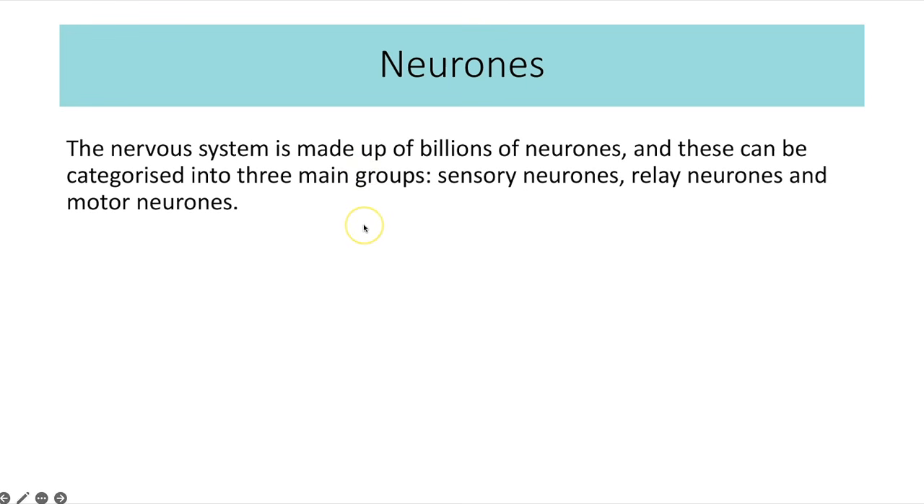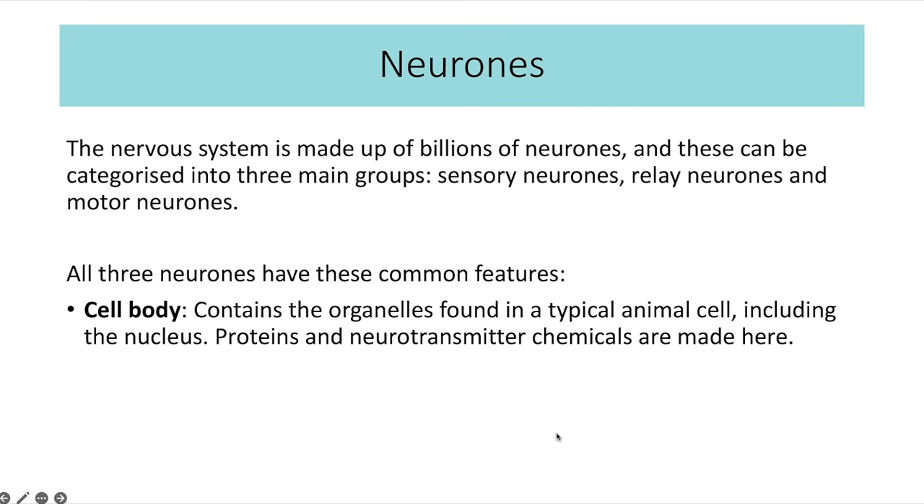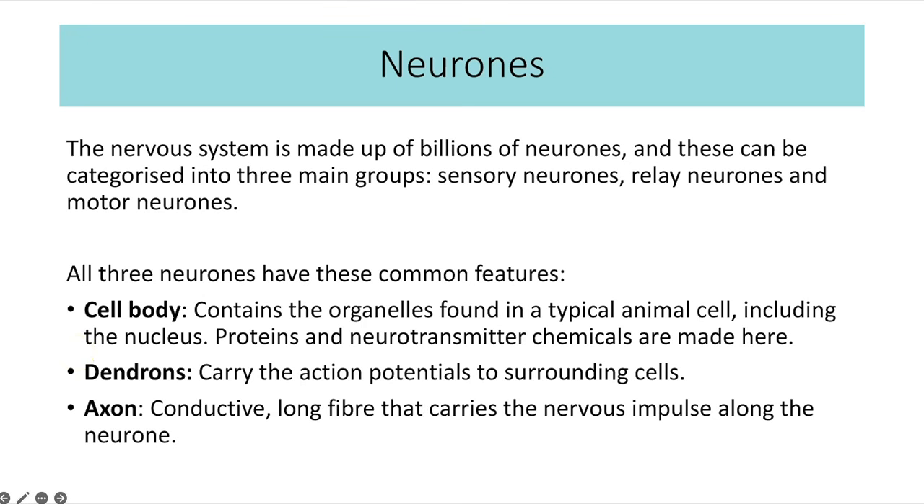So moving on then, just focusing on the nervous system. The nervous system is made up of billions of neurons. These can be categorized into three main groups: sensory neurons, relay neurons, and motor neurons. And these three specialized cells do still have some features in common. So they all have a cell body, which contains the organelles that you find in a typical animal cell. So for example, the nucleus and the mitochondria. They have dendrons, which carry the action potentials to surrounding cells. And they have an axon, which is a conductive long fibre that carries the nervous impulse along the neuron.